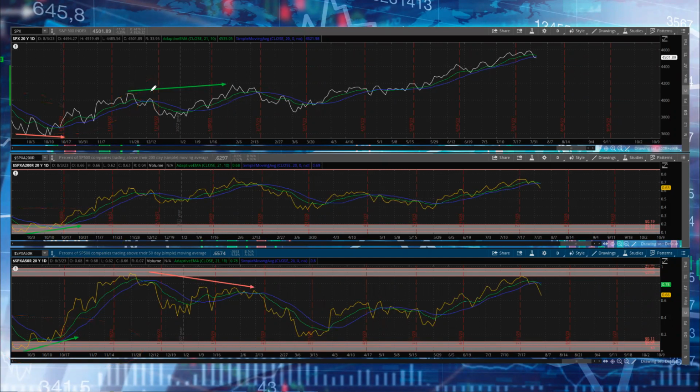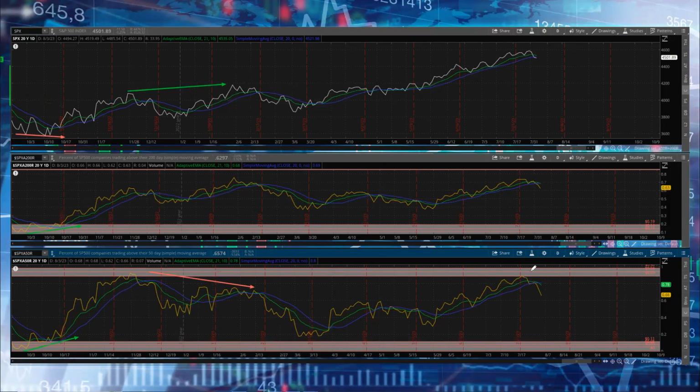Now over here, we're seeing that the market is creating higher highs, but the percentage of stocks above their 50-day moving average here is actually making lower highs. So there's less stocks above their 50-day moving average, even though the market's gone higher. And sure enough, we are met with a pullback shortly afterwards.